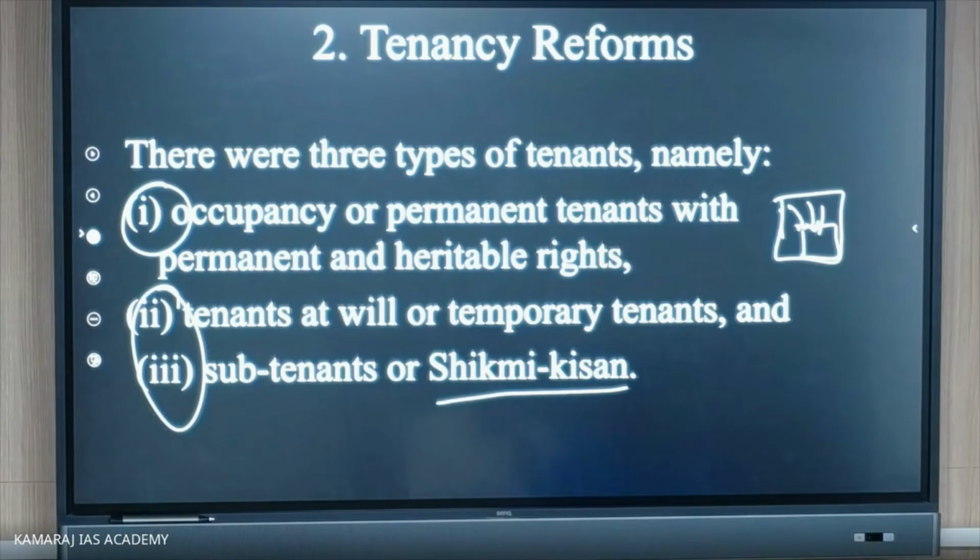They don't know when they will be asked to evict. Farming is their only livelihood, and they don't know when they will have to be evicted. So in such cases, there is a need for tenancy reforms.